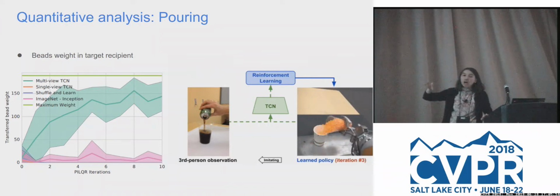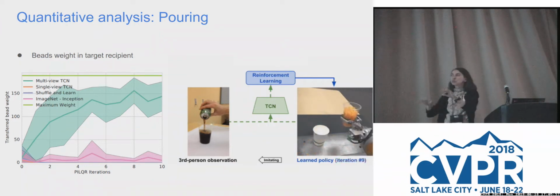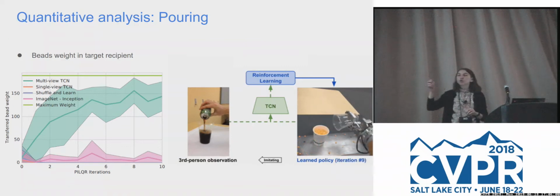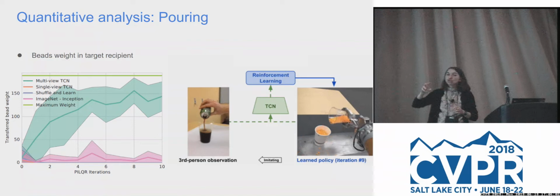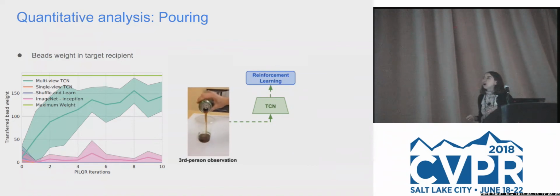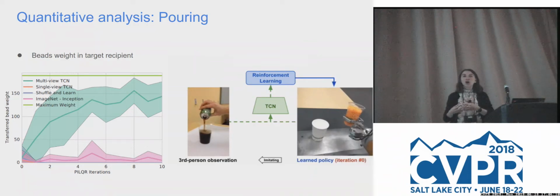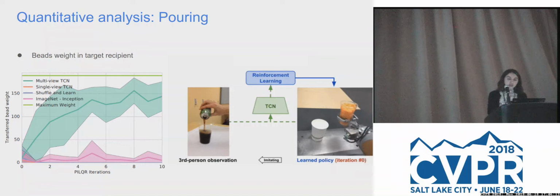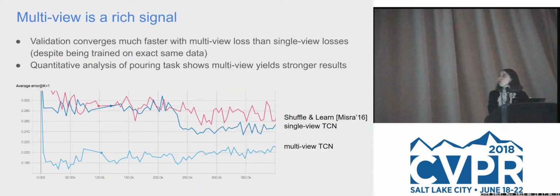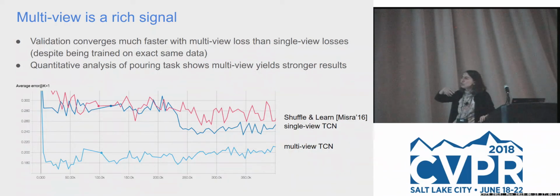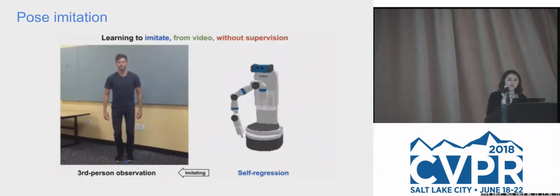Whereas the other embeddings, in the same setup, just different embeddings, including a single view version of this one, and also shuffle and learn, something Carl mentioned, are not as successful for this task, just because this task is more attuned to manipulation type of tasks. Here is some more performance comparison, again with shuffle and learn and single view TCN versus multi-view. The fact that the features are used invariantly is really helping, because it's a third-party observation.